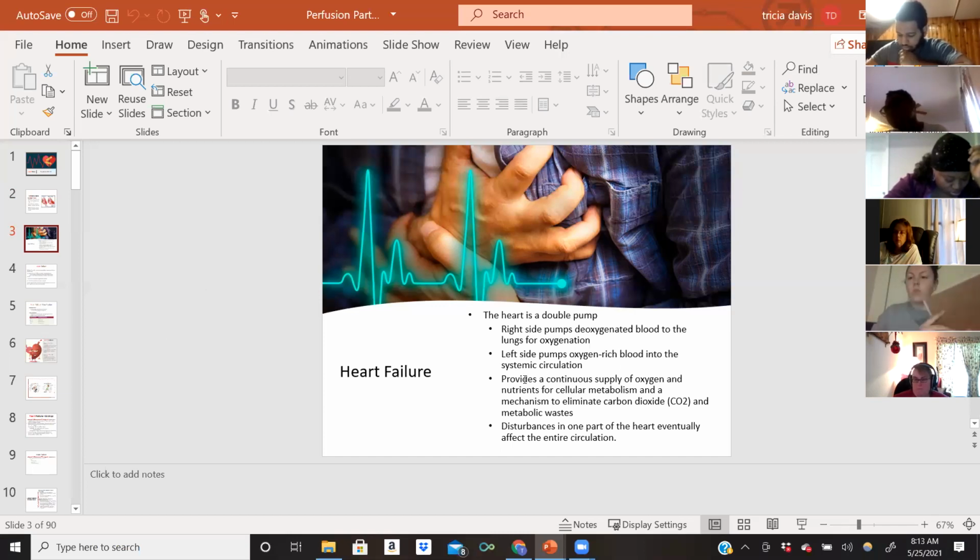Our heart is responsible for providing a continuous supply of oxygen and nutrients that we need for cellular metabolism, and a mechanism to get rid of all the carbon dioxide and metabolic waste that builds up. And any type of disturbance in one part of the heart is eventually going to affect the entire circulation.